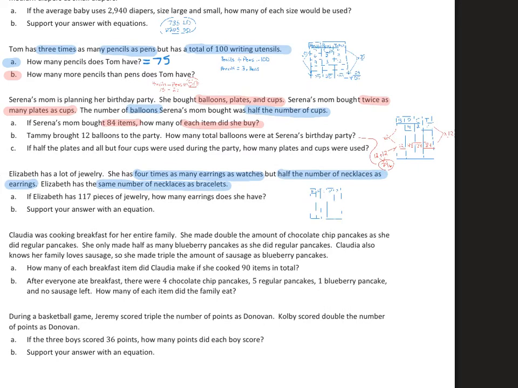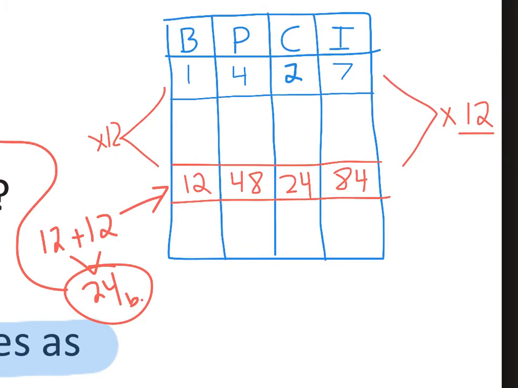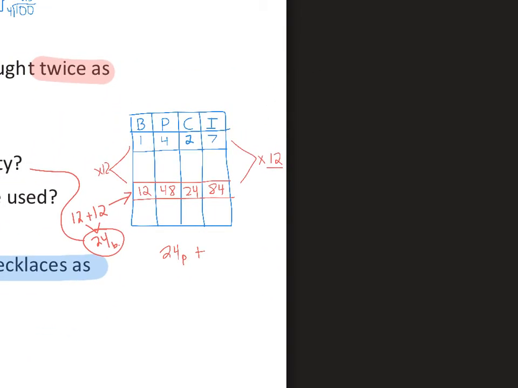All right, and letter C. If half the plates and all but 4 cups were used during the party, how many plates and cups were used? All right, so again, we're just going to use these numbers. Half the plates is 24, right? Because we already know that cups is half of plates and plates is 48. So 24 is half of 48. So we got 24 plates used, right? And we're going to add that to, it says, all but 4 cups. You see that? All but 4 cups. So if there were 24 cups, how much would you take away to leave just 4? Yeah, 20. We used 20 cups. So that's going to be 44 items used.